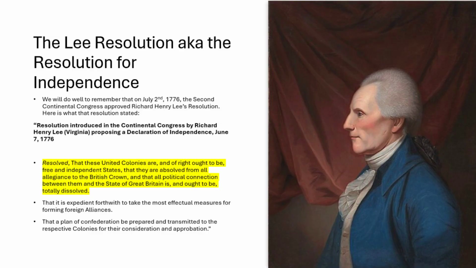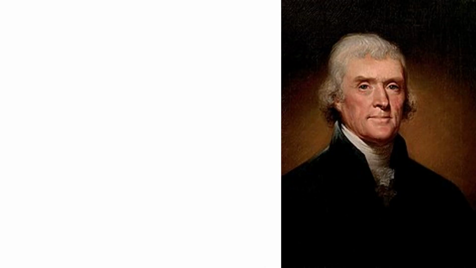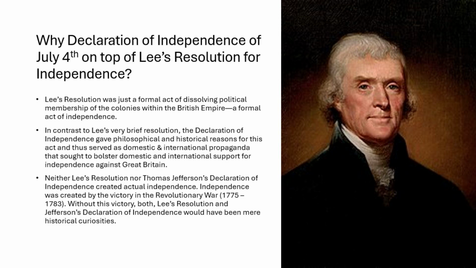Resolution for Independence by Richard Henry Lee proposed the Declaration of Independence, absolving the colonies from all allegiance to the British Crown and providing for the formation of foreign alliances. Following this, the next slide will focus on the Declaration of Independence, Articles of Confederation, and the aftermath of the Revolutionary War. The American colonies' revolutionaries took a further step after the adoption of Lee's Resolution for Independence with the Declaration of Independence of July 4th.